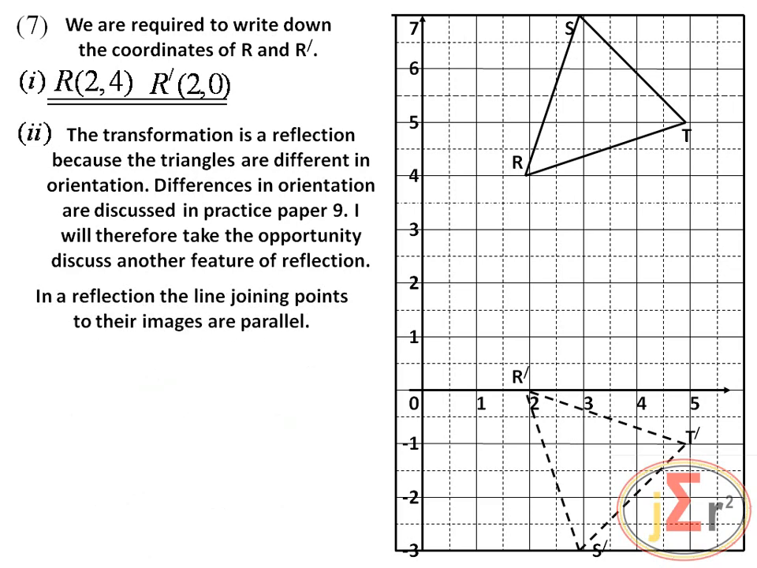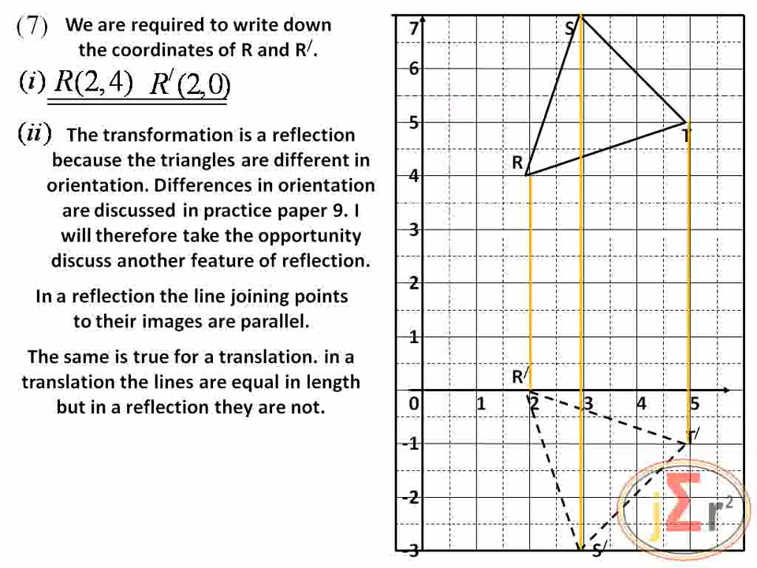In a reflection, the lines joining points to their images are parallel. So there we have them. They are parallel. The line that goes from R to R prime is parallel to the one from S to S prime, and parallel to the one that goes from T to T prime. That is true for reflection. It is true for translation also. In translation, the lines are equal in length, but in reflection they are not.